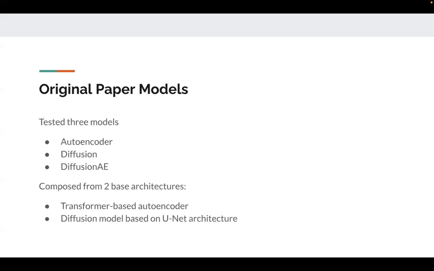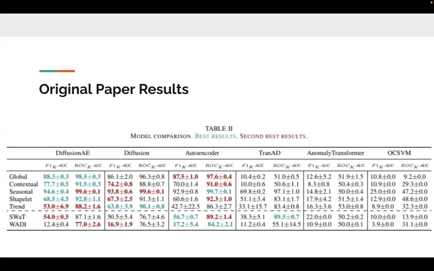And the original paper proposes three new models, which are composed from two base architectures, transformer-based autoencoders and diffusion model-based U-Net architectures. There's one using just autoencoders, one using just diffusion-based models, and then the best performing model would be diffusion AE, which is a combination of diffusion and autoencoder. And as you can see here, the results of the three models that they developed outperformed previous models in other papers.